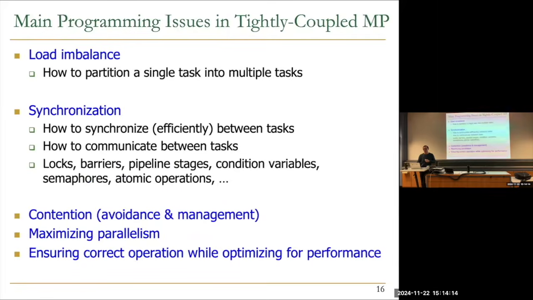So there are main programming issues. We've covered some of these actually in tightly coupled multiprocessors. How to partition a single task into multiple tasks such that the load is balanced. I gave you an example yesterday, right? Partitioning a book and counting the characters in a book. Even that task is not so easy in terms of load imbalance. Partitioning is easy. Getting the load balance right is not easy, right? Synchronization: how to synchronize efficiently between tasks, how to communicate between tasks.